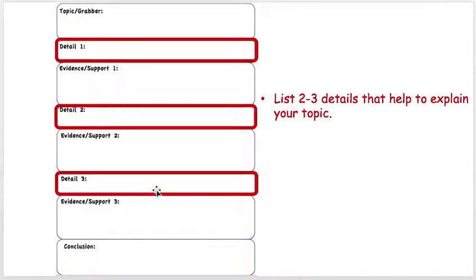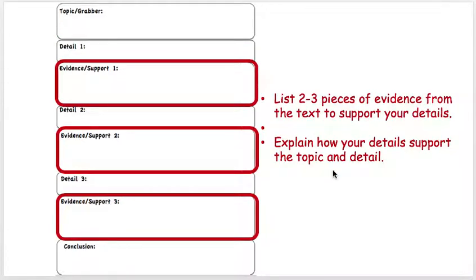Then you'll notice you have 3 sections that say detail. So you're going to find 3 details that will help you to explain your topic. Now, this is similar because when we wrote an opinion writing piece, we had 3 reasons to help us explain our opinion. And when you're writing an informative writing piece, you're going to have 3 details to support your topic. So it's very similar in the way these organizers are set up, but instead of giving reasons and opinions, we're giving details and facts.